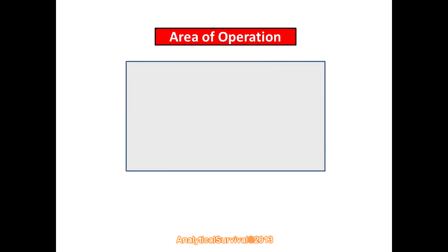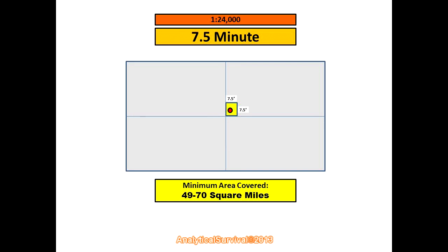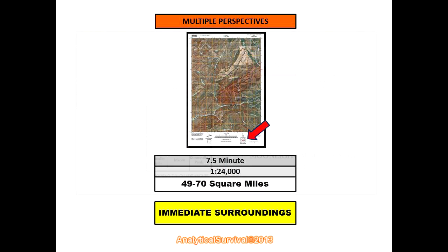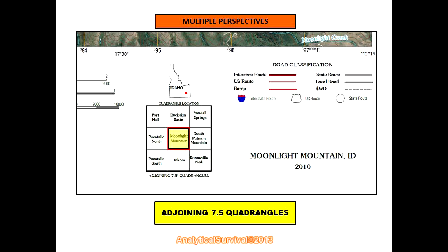Let's now talk about areas of operation. Let's say that I'm right here at this point. As a baseline, I myself would procure 7.5 minute quads, not only for my location here, but for all the surrounding quadrangles as well. And you can do that by looking down at the lower right-hand corner of your quadrangle. This center quad here will be your actual map. And as you can see, you'll be able to easily locate the names of all the surrounding quads as well.